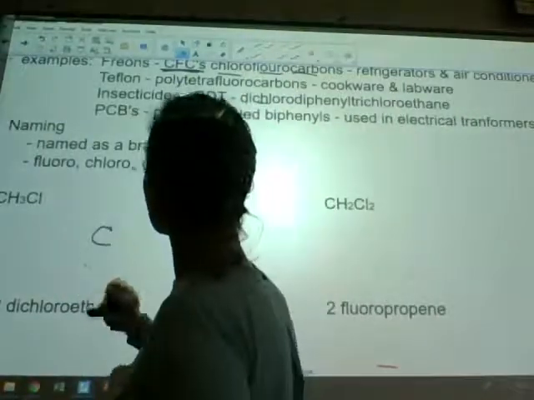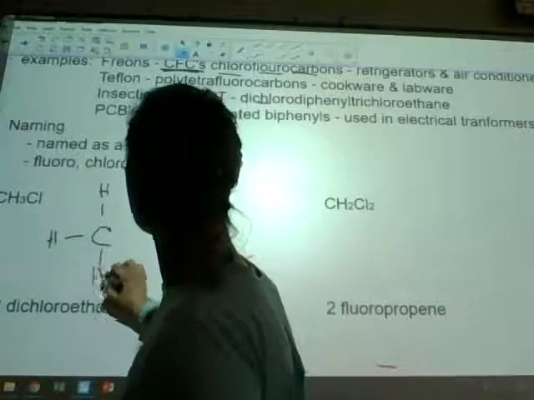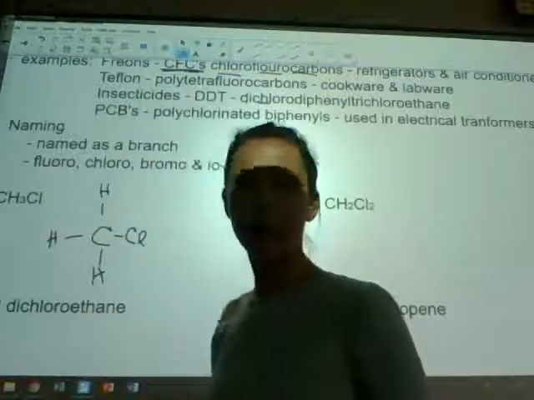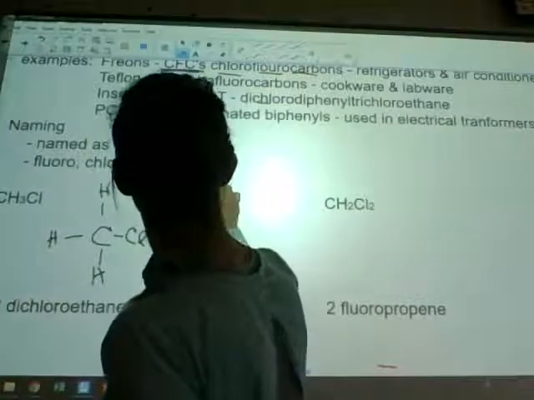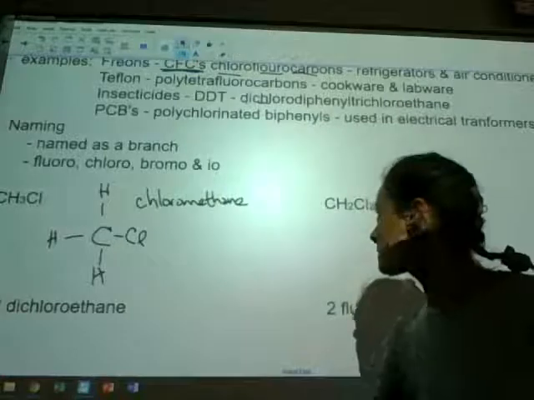So we have CH3Cl. So we start with our carbon in the middle. We're going to put our hydrogens around it. And one of our hydrogens is substituted with chlorine. So this would be called chloromethane. It's still methane because of the one carbon that we have with it. Let's move on to the next one.